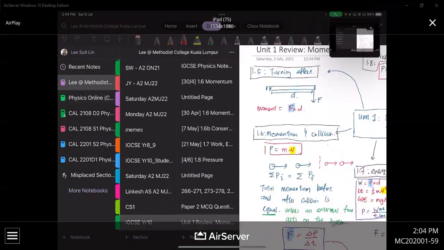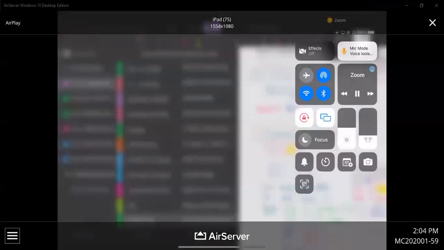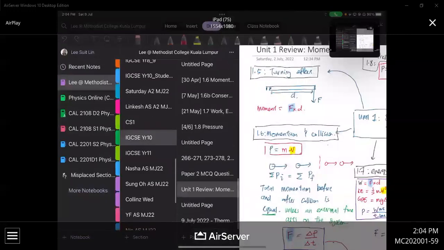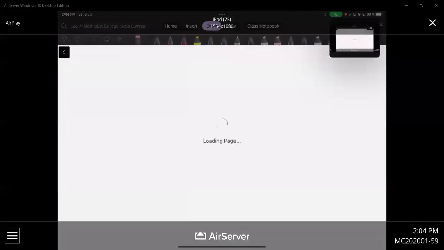Okay, so I see. You adjust now so the angle. You want to sit underneath, like, okay.